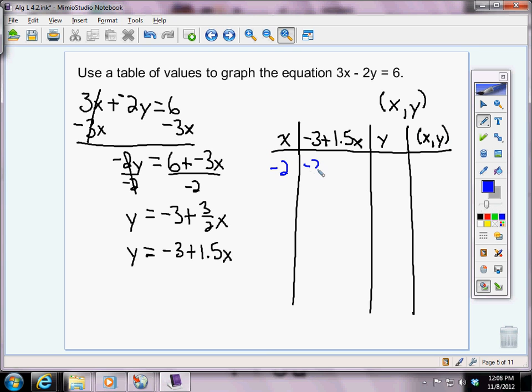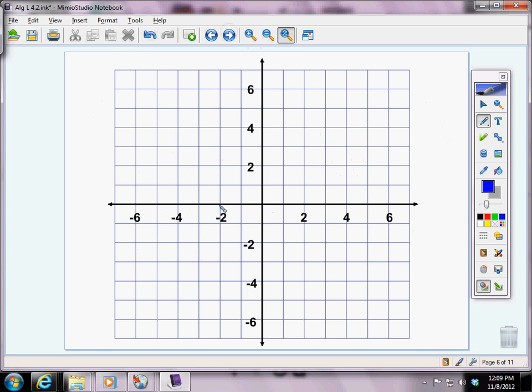So if I have negative 3 plus 1.5 times negative 2, if you just type that into a calculator, you will get negative 6. So that becomes the point negative 2, negative 6. If I wanted to plot the point negative 2, negative 6, I go to negative 2 and down to negative 6.